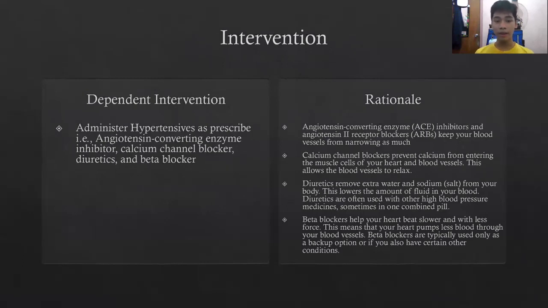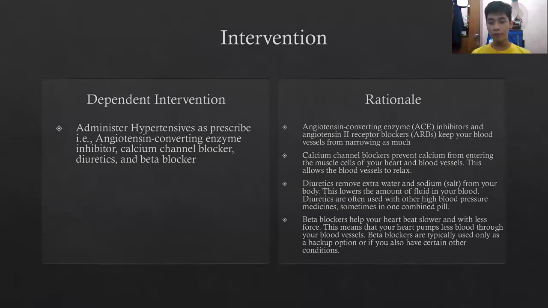For our dependent intervention, administer antihypertensives as prescribed, such as angiotensin converting enzyme inhibitors, calcium channel blockers, diuretics, and beta blockers. ACE inhibitors and angiotensin 2 receptor blockers keep blood vessels from narrowing as much. Calcium channel blockers prevent calcium from entering the muscle cells of the heart and blood vessels. So this allows the blood vessels to relax and dilate.